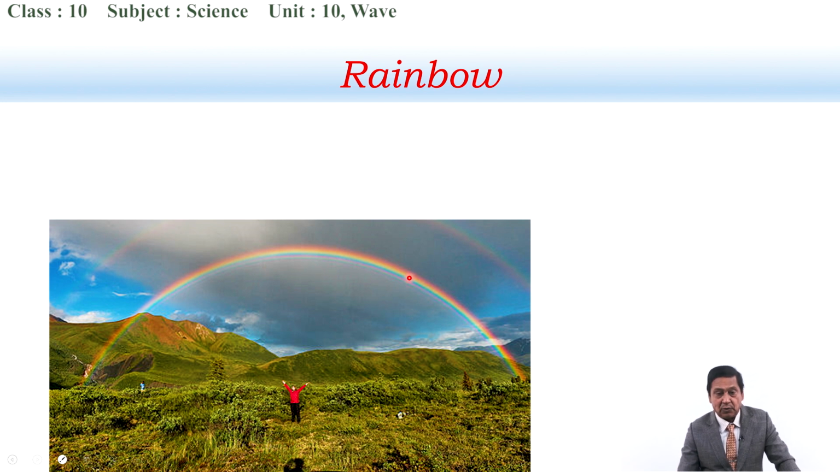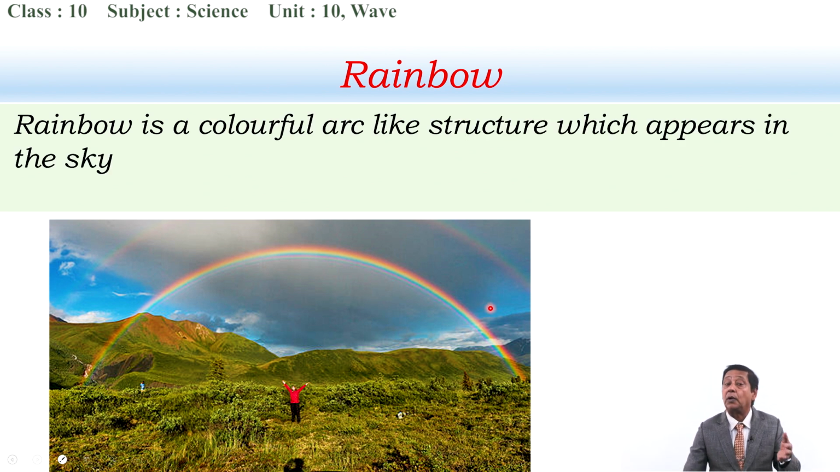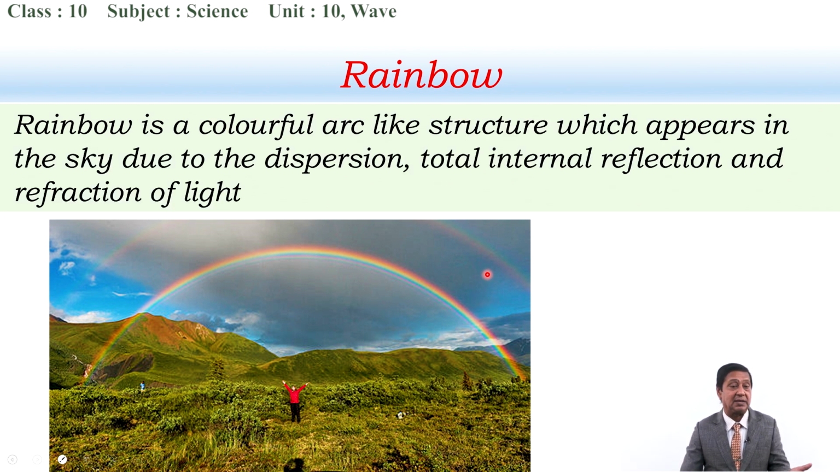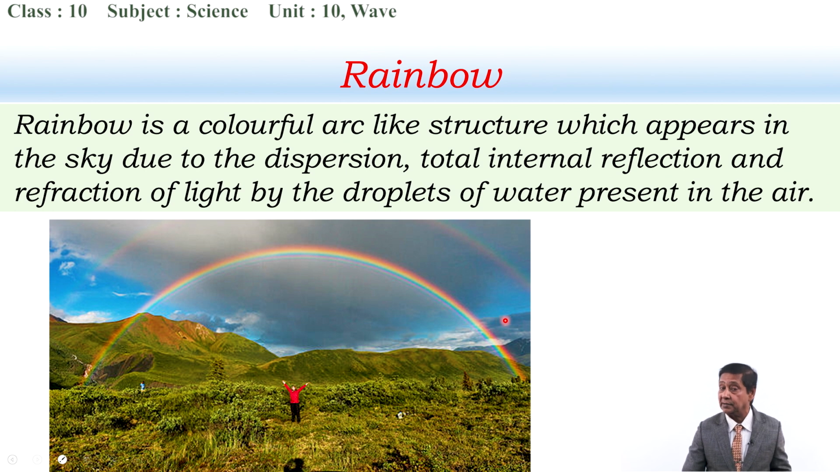In this rainbow, red color appeared at the upper edge, but in this rainbow which formed at greater height, red colored light appeared at the lower edge. This is actually the primary rainbow, this is the secondary rainbow. Later I will tell you about this, but what is a rainbow? We can say this way: a rainbow is a colorful arc-like structure which appears in the sky due to the dispersion, total internal reflection and refraction of light by the droplets of water present in the air.